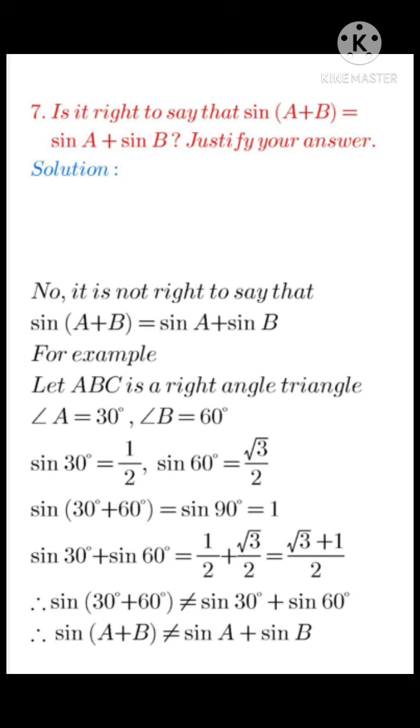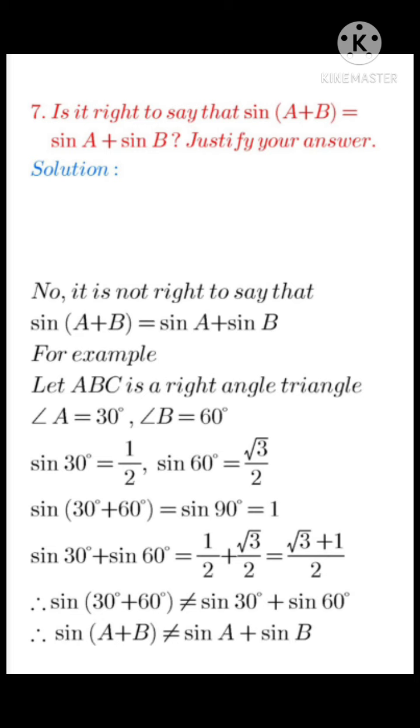Next, the last, seventh question. Is it right to say that sin of A plus B is equal to sin A plus sin B? Justify your answer. So the answer is no. It is not right to say that sin of A plus B is equal to sin A plus sin B. Let us take one example. Let ABC be a right angle triangle. Consider angle A is equal to 30 degrees and angle B is equal to 60 degrees. From that we can write sin 30 is equal to 1 by 2 and sin 60 is equal to root 3 by 2. These values we know from the table.